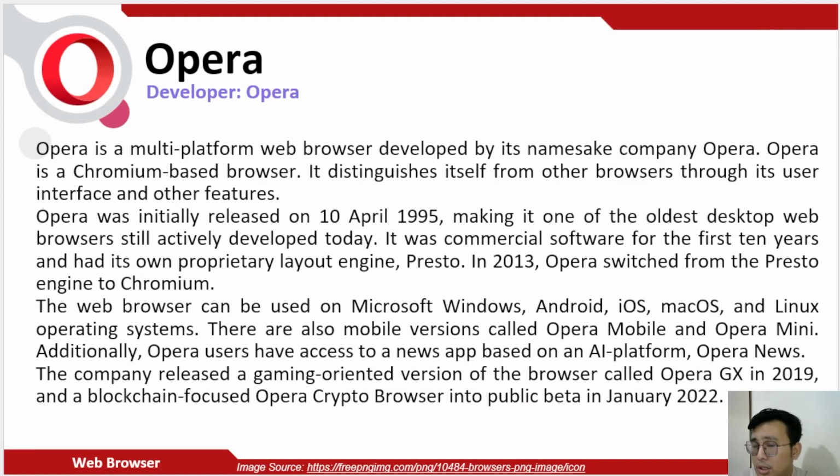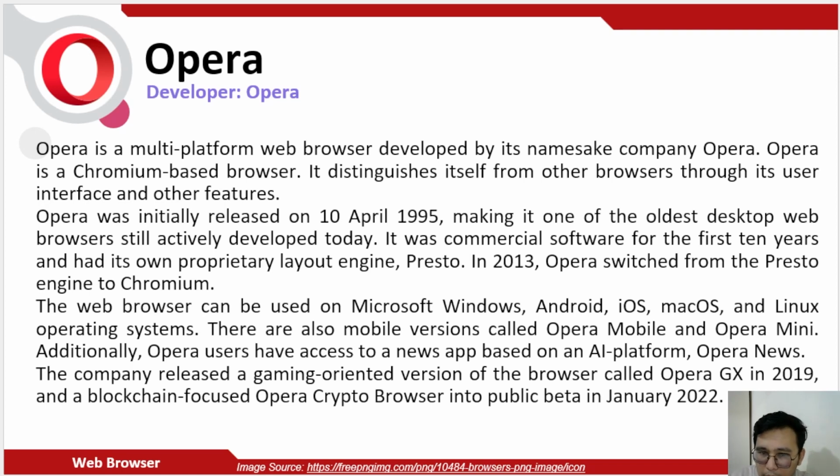So Opera was the name of the web browser and also the company that made the web browser. It was also popular back in the day, and Opera focused on what we call a multi-platform web browser that is developed for a lot of operating systems. Even now, in smartphones, it has two versions: the main one, which has the same name, Opera, and the mini version, which is called Opera Mini.